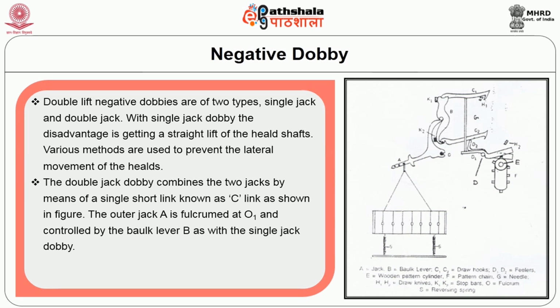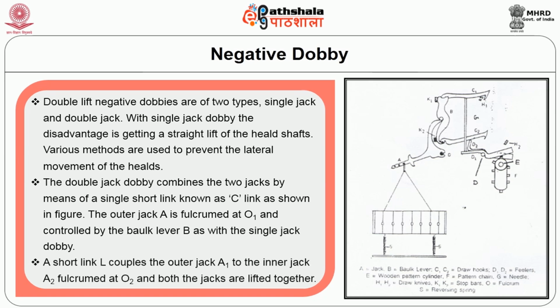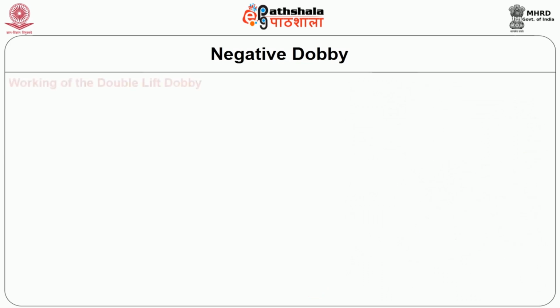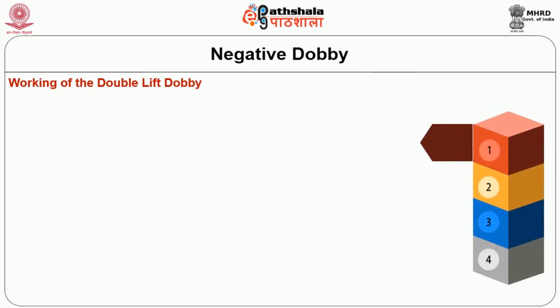The outer jack A is fulcrumed at O1 and controlled by the balk lever B, as with a single jack Dobby A. Short link L couples the outer jack A1 to the inner jack A2 fulcrumed at O2, and both the jacks are lifted together. See the working of the double lift Dobby.